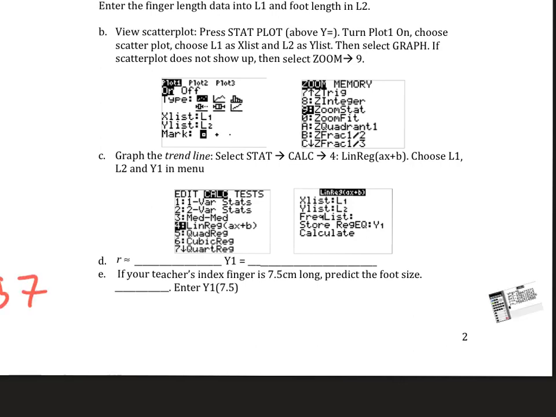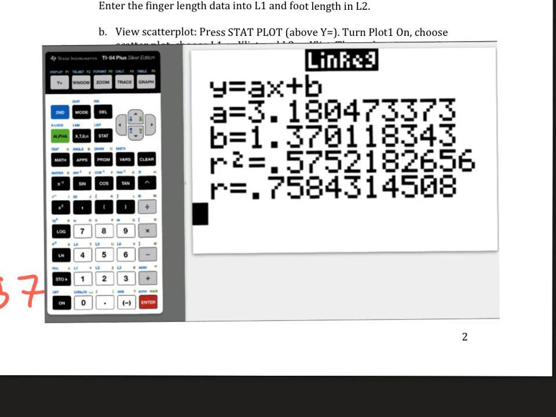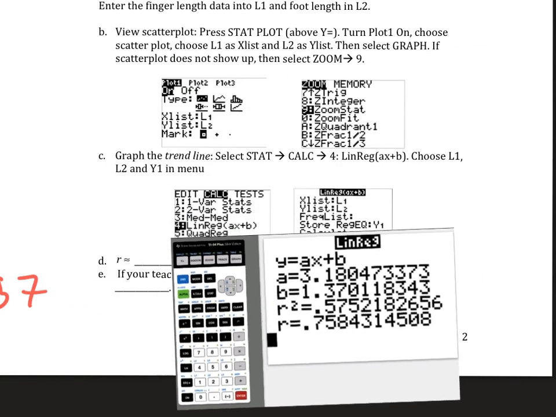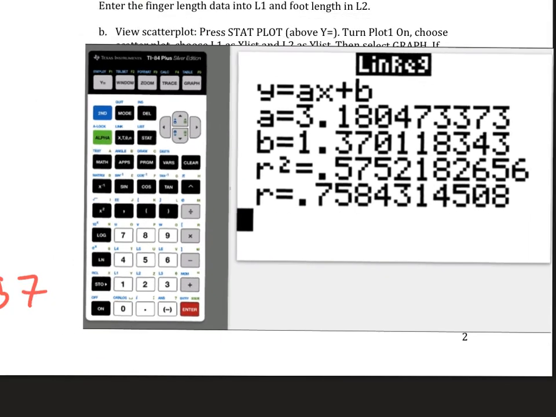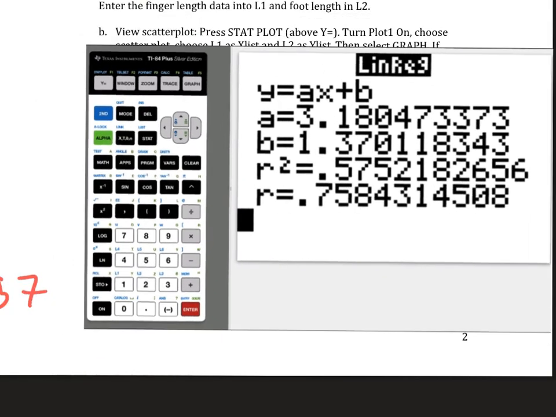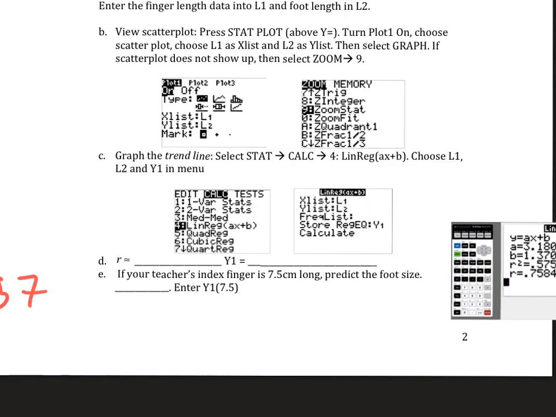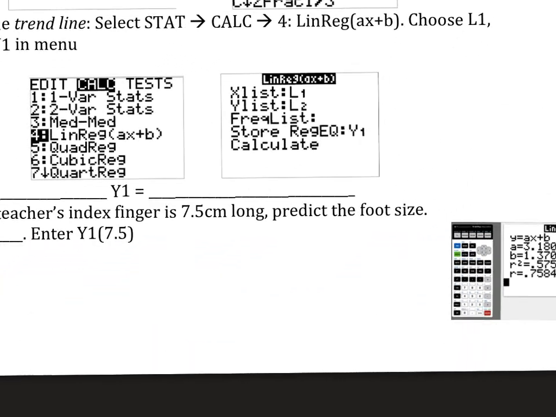So now I entered all the data into my calculator, and here's what I got after I went through and did stat calc. So stat calc, press number 4 for lin reg, and here is what I got for this specific data. Notice I have r squared and r, which I'll unpack in a little bit, but this is my slope, 3.18, and this is my y-intercept, my b, 1.37. So that's what I'm going to write here.